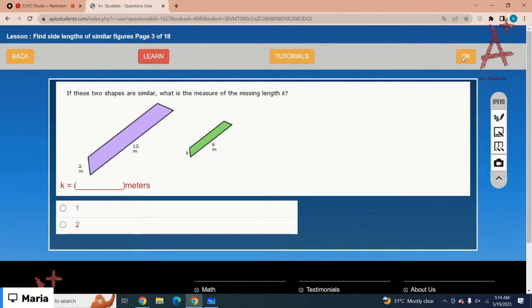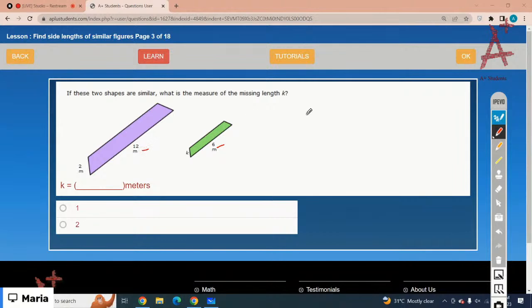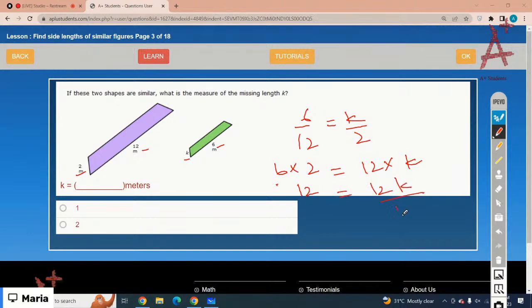Okay, the next one is 6 and 12 are similar. It would be 6 over 12, and k and 2 are similar. It would be k over 2. Got it? Just do cross multiplication. It would be 6 times 2 and 12 times k. 6 times 2 is 12. Now divide both sides by 12. So it would be k equals 1. The correct option is k equals 1.